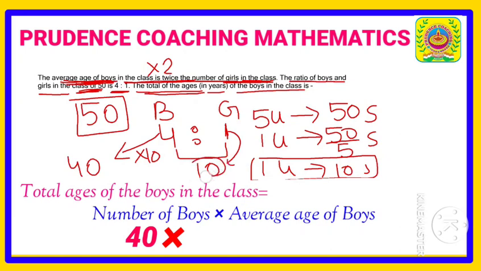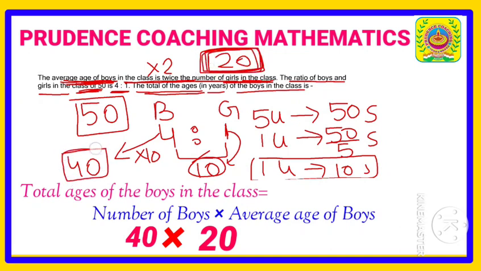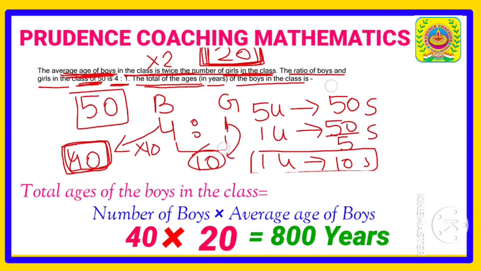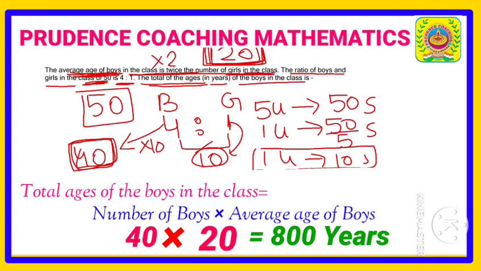So the number of girls is 10. If you multiply this 10 with 2, you will get 20. So 20 that you got is the average age of a boy. So 20 years is the average age of one boy. If we multiply this with the number of boys, that is 40, we will get our final answer. So 40 multiplied by 20 will give you 800. So the total ages of all the boys, that is 40 boys in the class, will be 800 years. That is your final answer.